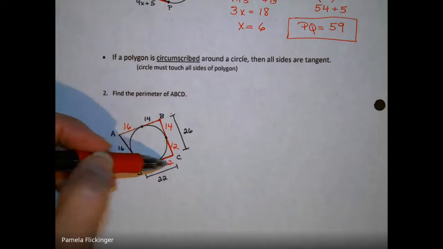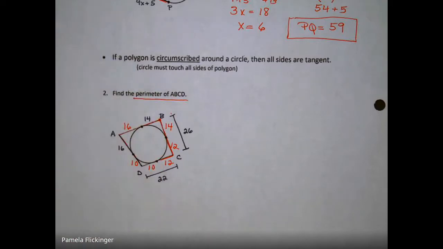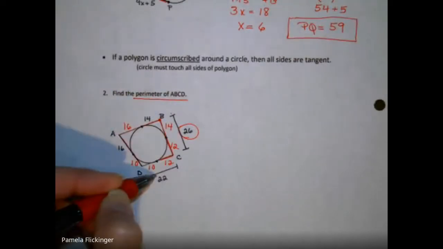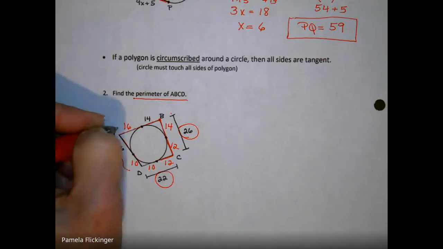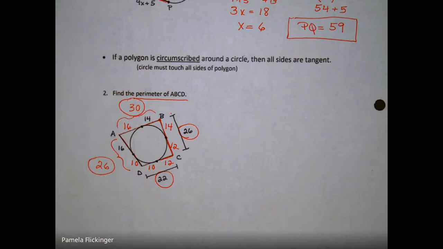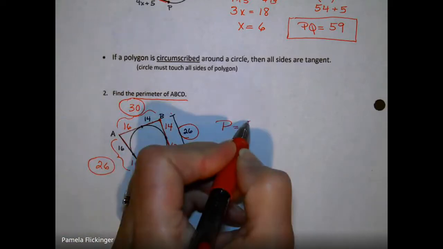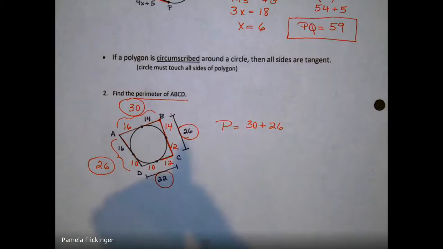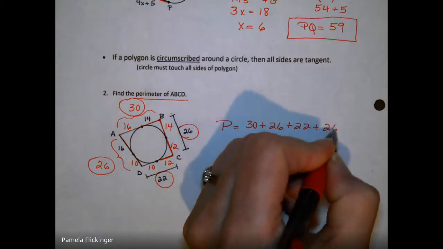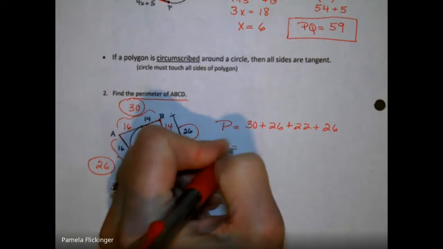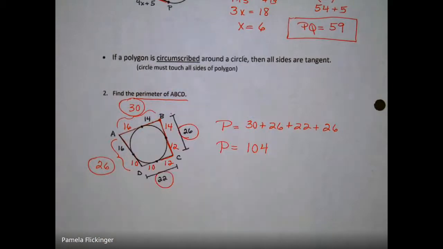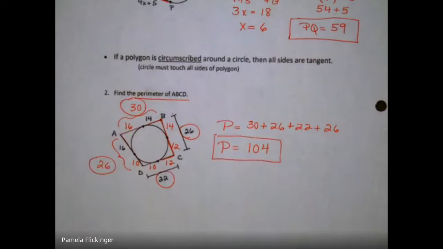Once I have all the individual parts, now I can find the perimeter of the polygon. So one side's 26, one side's 22. This side over here is going to be 26, and this side over here is 30. So your perimeter is going to be the 30 plus 26 plus 22 plus 26. We add those all up. 104, and there are no units, so you can leave it like that.